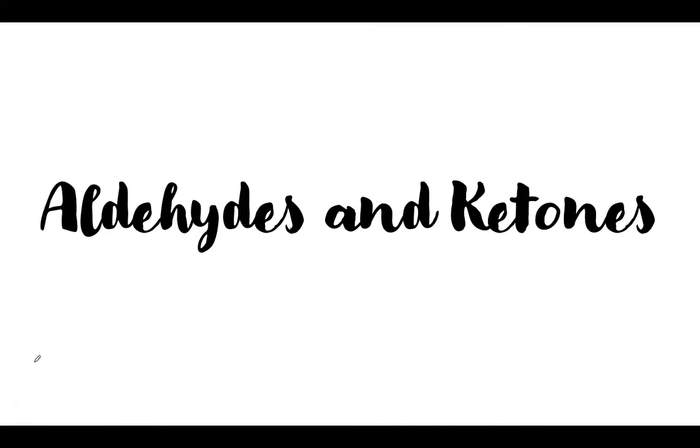Okay, in this video, we're going to learn about aldehydes and ketones. So in the previous video, we learned about the functional group of hydroxyl. That was an OH. In this case, we're going to learn about a new functional group, and that's going to be the carbonyl group. So that's a C that's double bonded with an oxygen. Now the difference between aldehydes and ketones is the location of this carbonyl group.